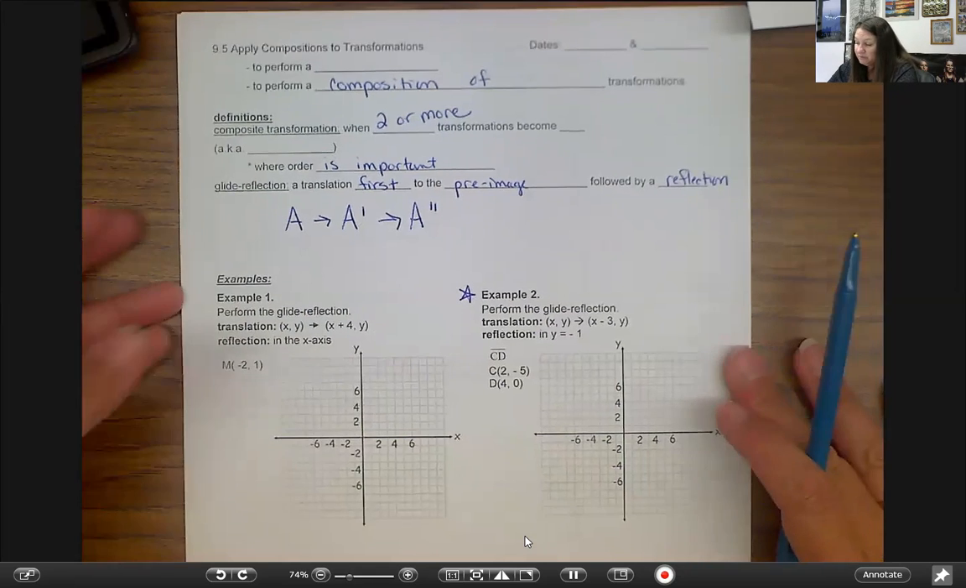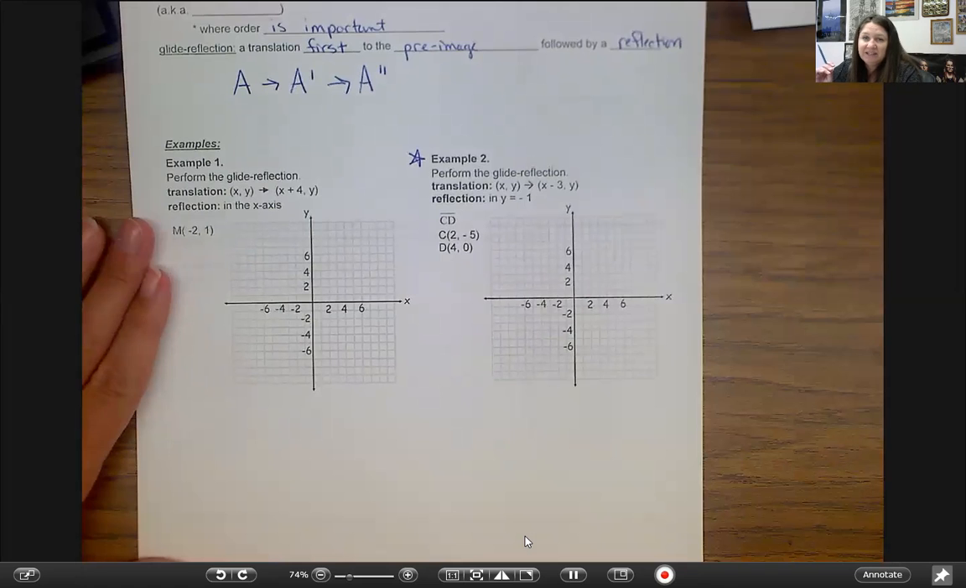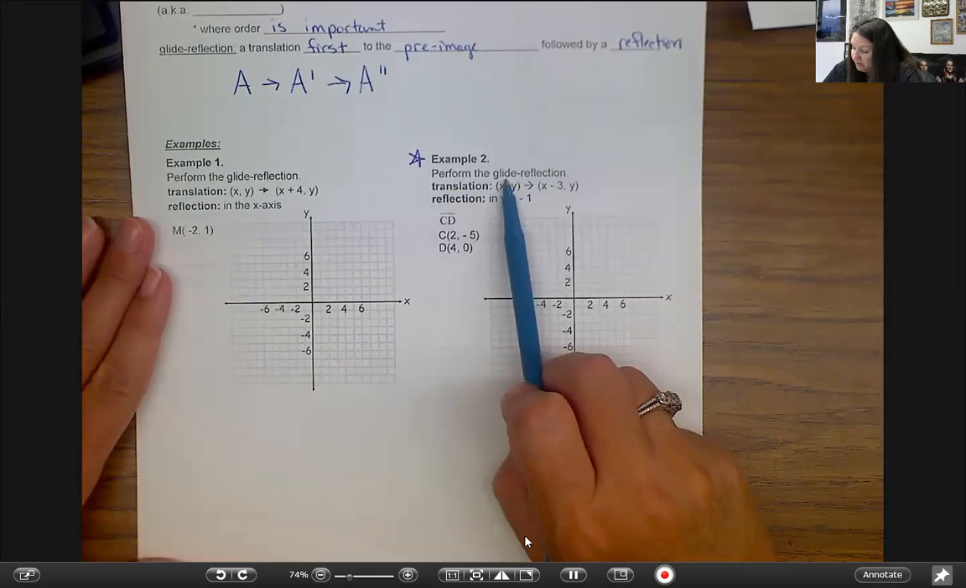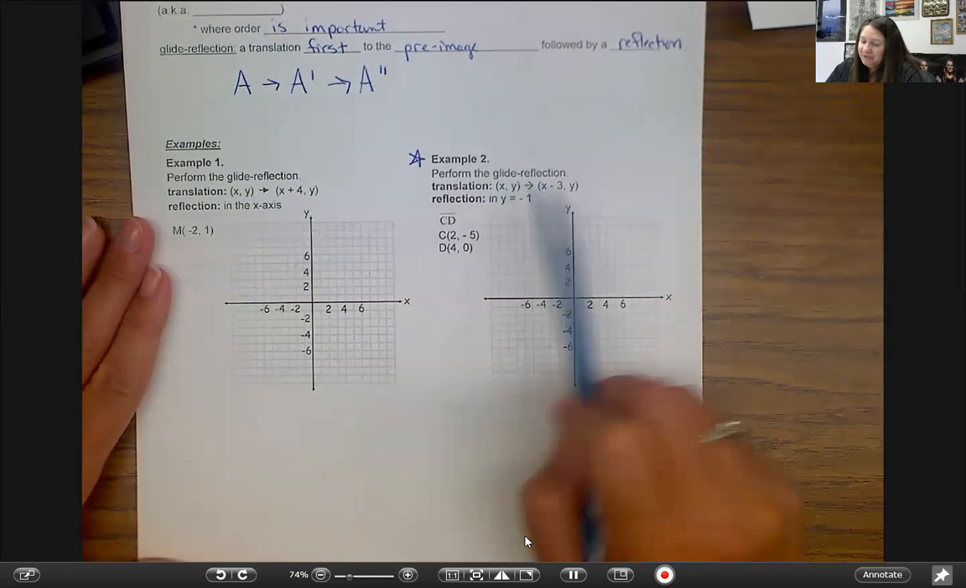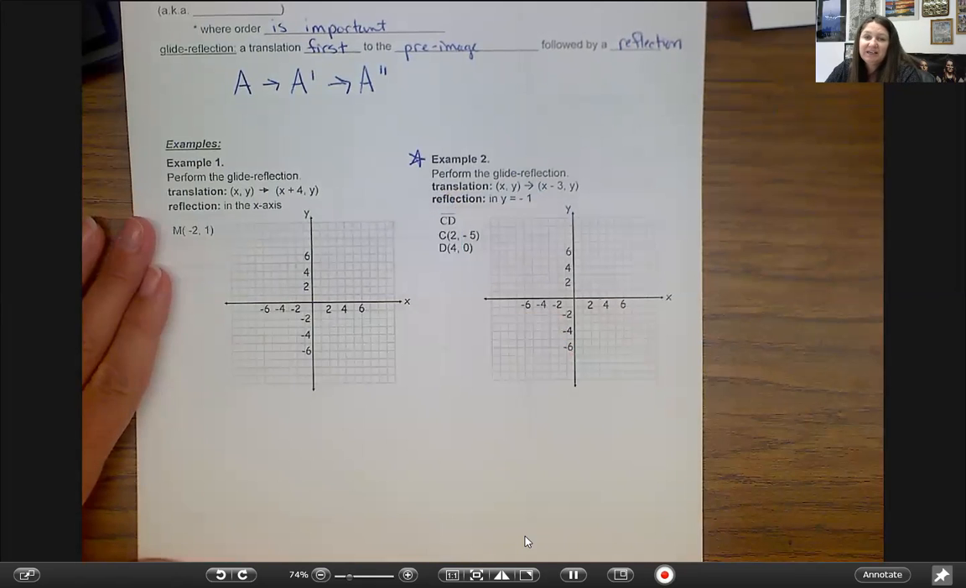Now, this lesson really should be review. There's no new content. We're just graphing them in order in a composition. So this first one here, we're going to perform what's called a glide reflection. Now, when you see glide reflection, that means the translation is happening first. That's the glide or the shift. Then the reflection is happening second.